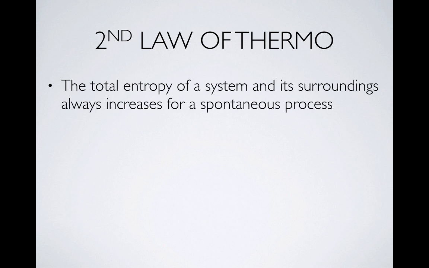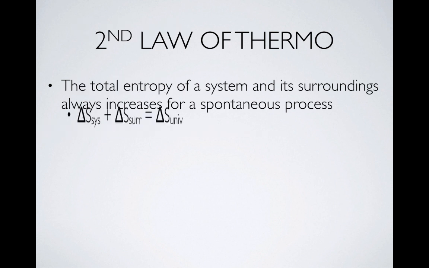So the second law of thermodynamics comes off of that equation, and what it says is that the total entropy of a system and its surroundings is always going to increase for a spontaneous process. So in order for a process to proceed, we have to increase that total entropy of the system and the surroundings. It doesn't mean that both of them have to increase, just the sum of them has to increase.